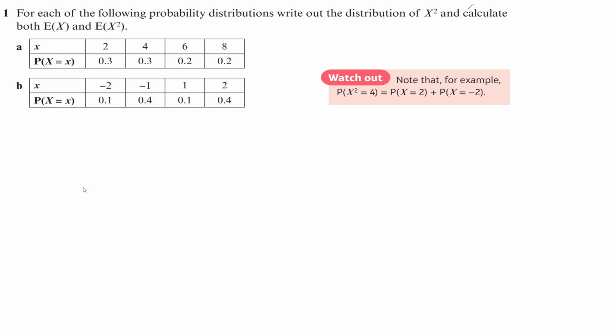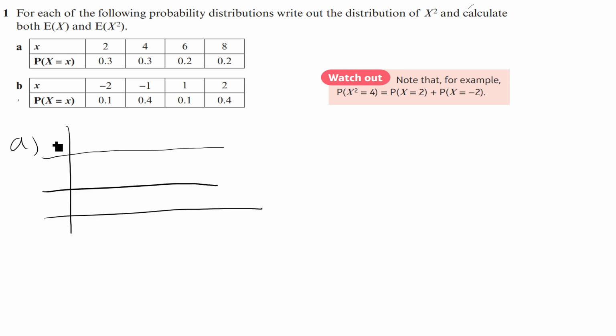Okay, the question is: for each of the following probability distributions, write out the distribution of x squared and calculate both E of x and E of x squared. So we need to start by doing part A and we can draw some tables. So here is x, here is p of x, and here is x squared, and also here is p of x squared equals x squared.